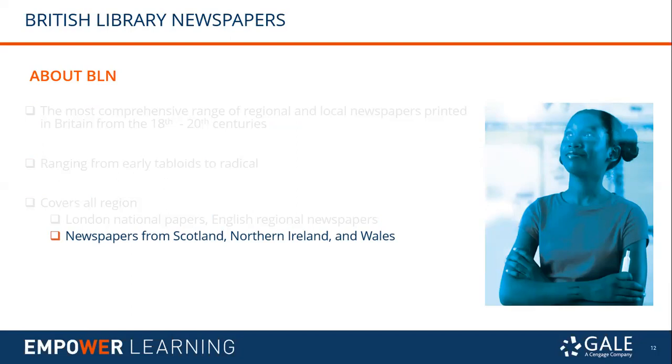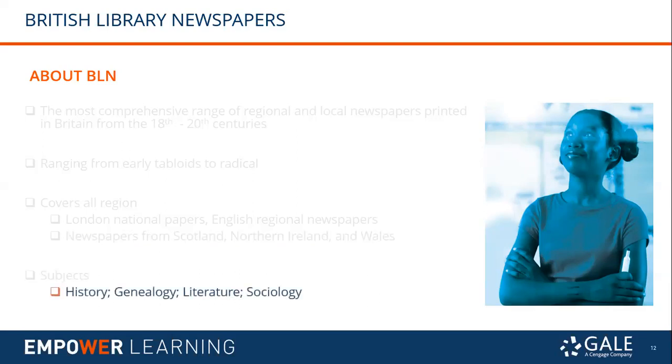So anyone living in Cardiff will really appreciate the opportunity to have a paper in Welsh. If you're in Northern Ireland, you want something unique to your local region. And similarly, if you're in Glasgow or Edinburgh or any part of Scotland, it's really important for you to have local content. And British Library Newspapers delivers that. It covers history, but also literature, sociology, economics, religion, politics. It covers a range of subjects specific to the British Isles.